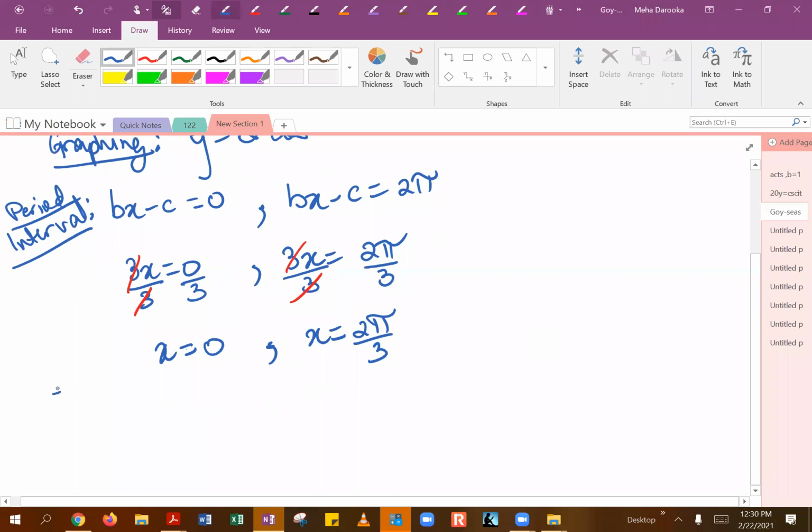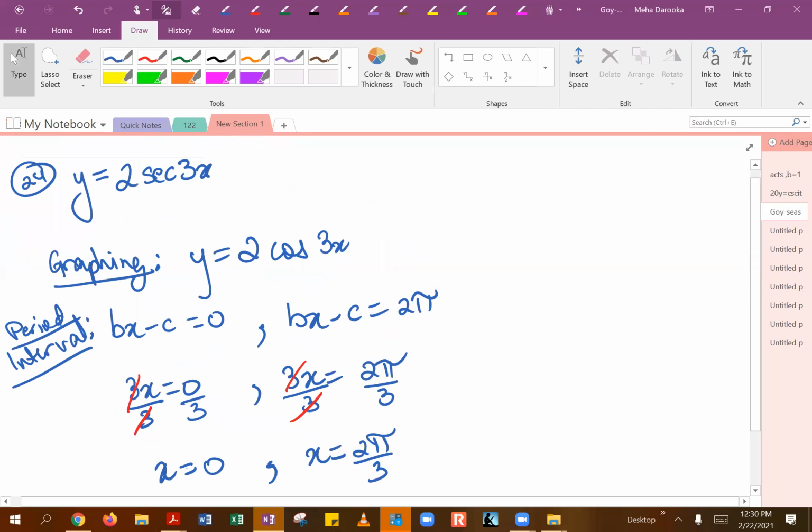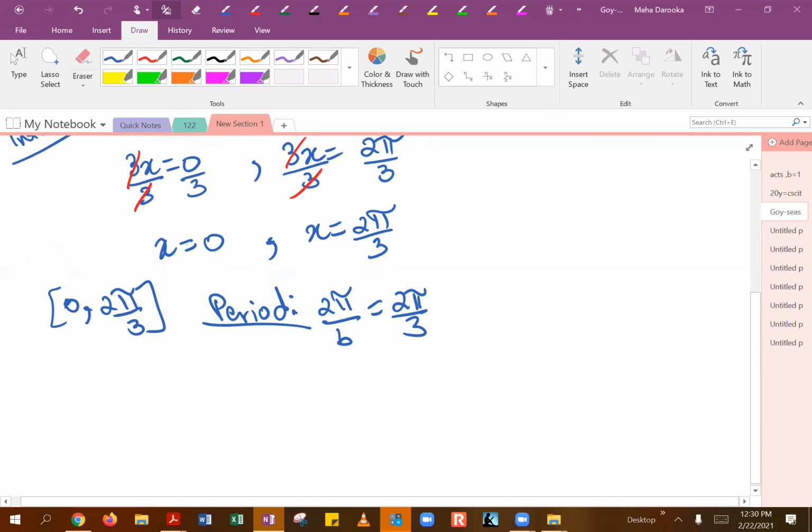So our period interval is going from 0 to 2 pi. Additionally, that means our period for the cosine and consequently secant function is now going to be 2 pi over 3, because if you did 2 pi over b, that would end up giving you 2 pi over 3, because our b value happens to be 3, right?